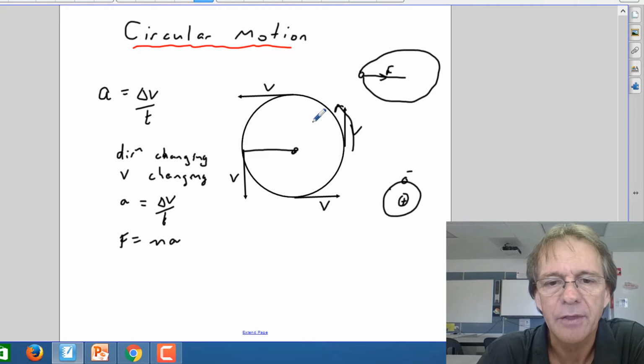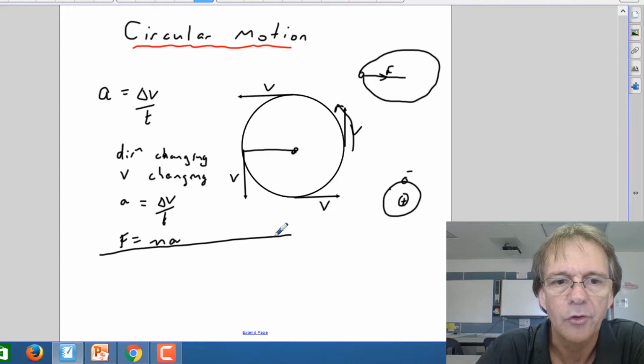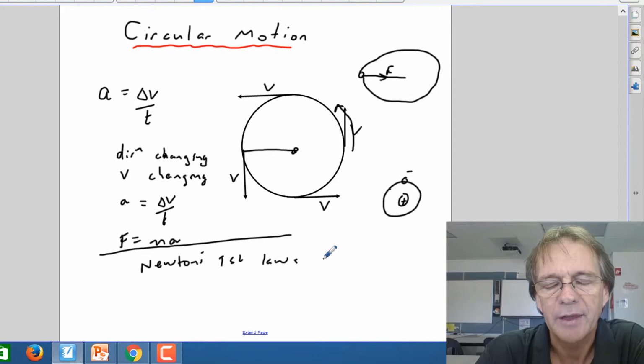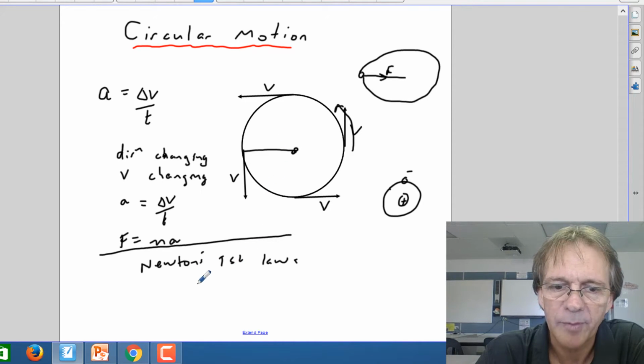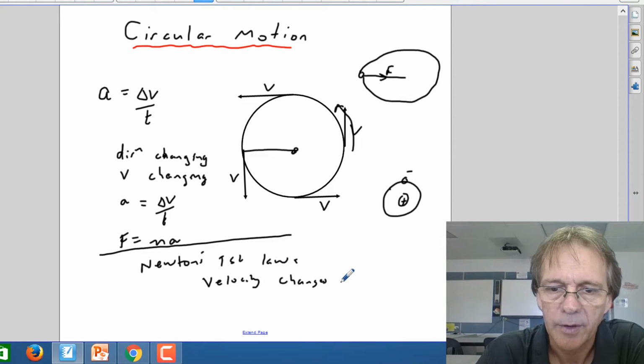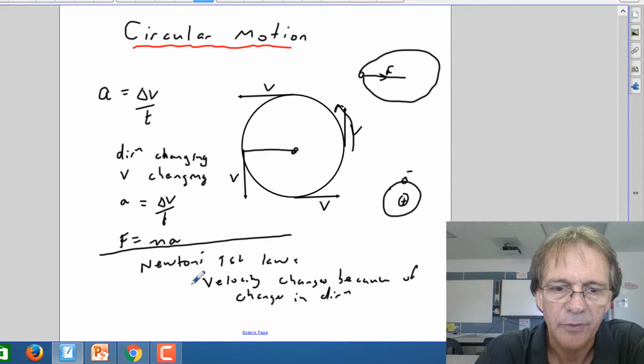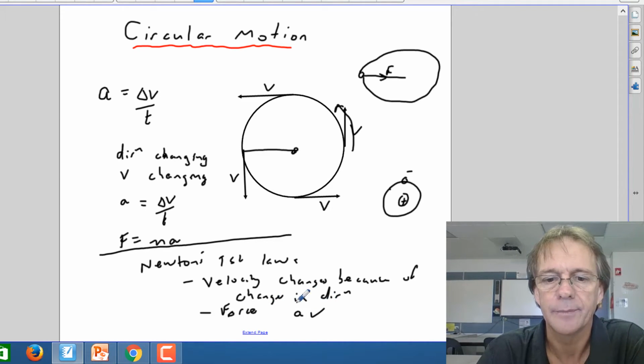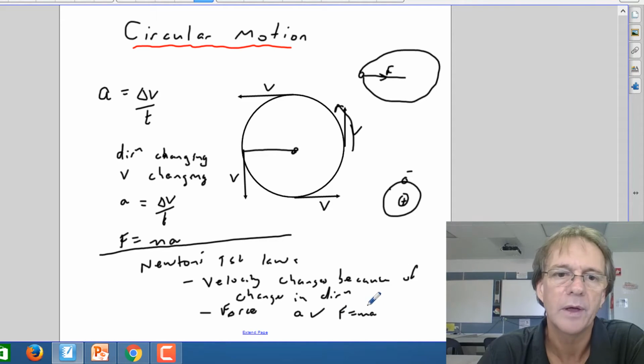Now, you can actually argue this another way. If you look at it from Newton's laws' point of view, according to Newton's first law, an object's velocity should stay the same unless a force is acting on it. So if this velocity is not staying the same, there must be a force acting. The velocity changes because of a change in direction, and because of that there must be a force acting, because Newton's first law says it should keep going in a straight line if there are no forces. Therefore, there must be forces. And if there's a force acting, it must be accelerating, because of F equals ma.